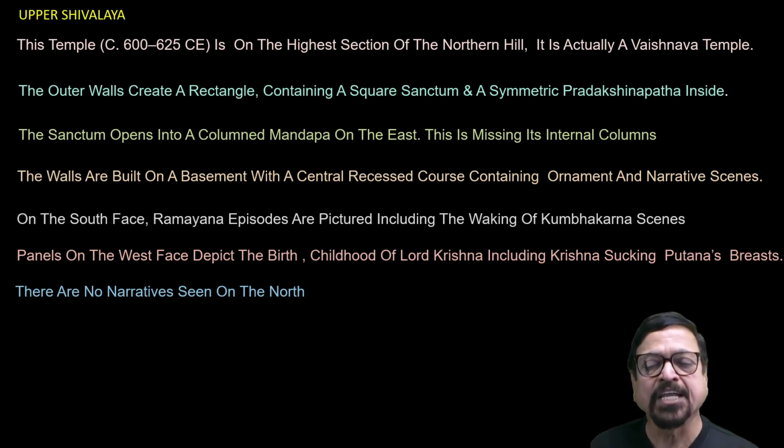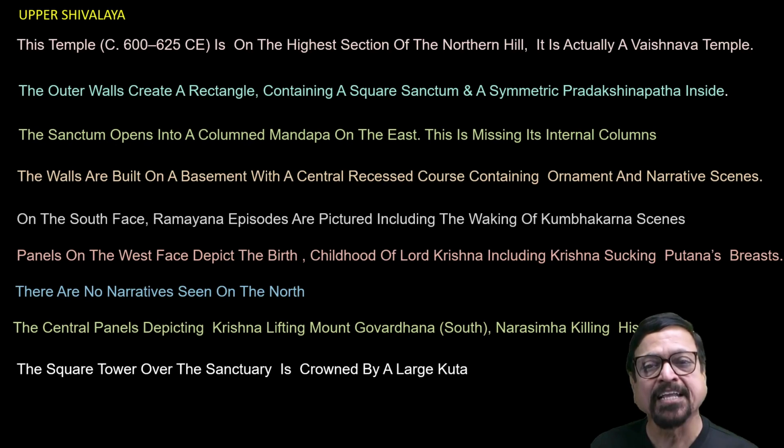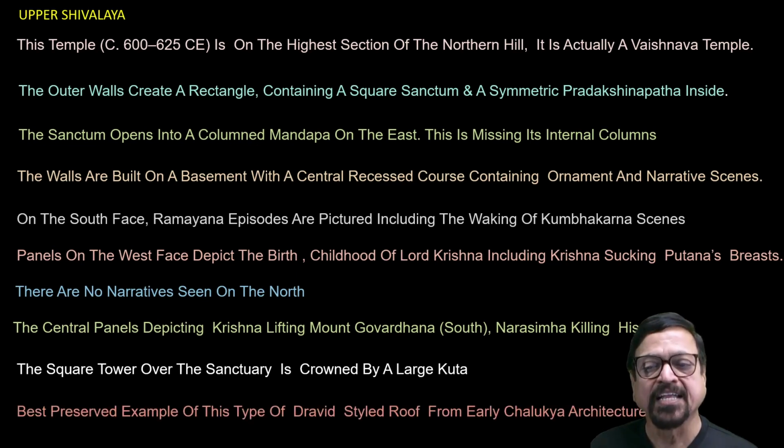There are no narrative scenes on the north side. The central panel depicts Krishna lifting Mount Govardhana. For that we should know the history of Krishna, how he lifted the Govardhana and how all his friends went into the shelter of Govardhana. Now Narasimha killing his victims. All these things are depicted by sculptures. The square tower over the sanctum is crowned by a large kuta. Best presented example of this type of Dravidian style roof from early Chalukya architecture.